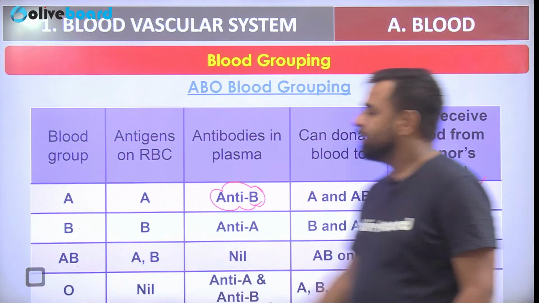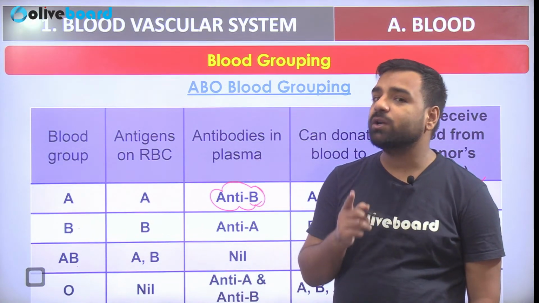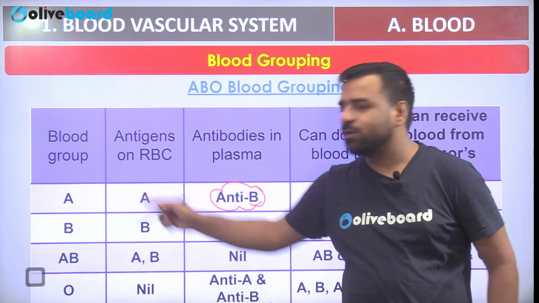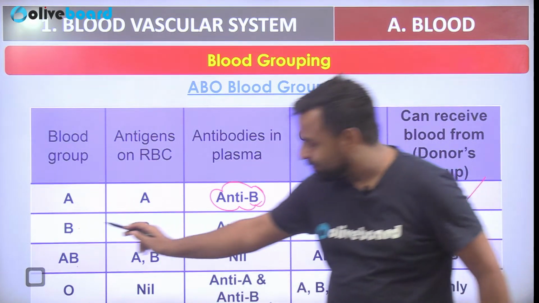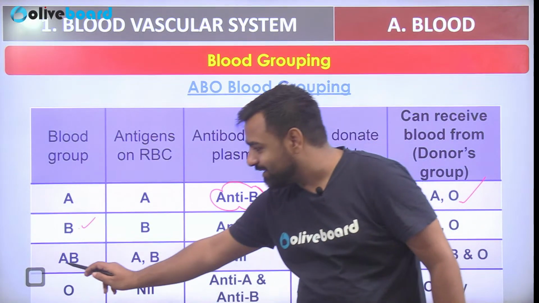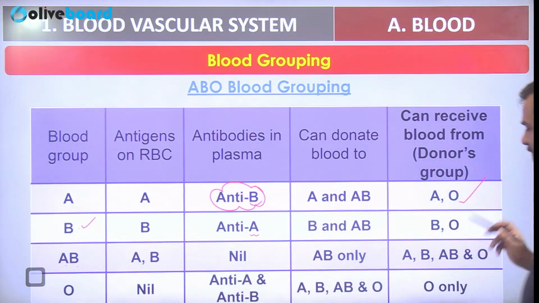Similarly, if blood group B needs blood, who can donate? Just check. Antibody A is present. So can A donate the blood? No, not allowed. B can donate the blood. But can AB donate the blood? No, again, A is there, cannot. So guys, if blood group B needs blood, B and O can donate the blood.